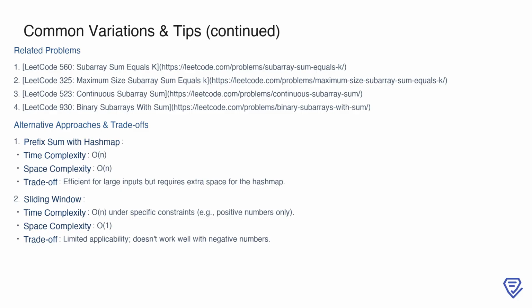When it comes to alternative approaches, prefix sums combined with a hash map are a popular choice. This method achieves O(n) time complexity and O(n) space complexity, making it efficient for large inputs. However, the trade-off is the additional memory required for the hash map. Another option is the sliding window technique, which can also achieve O(n) time complexity with O(1) space complexity under certain conditions, such as when the input contains only positive numbers. Keep in mind, though, that sliding windows are less effective when negative numbers are involved.